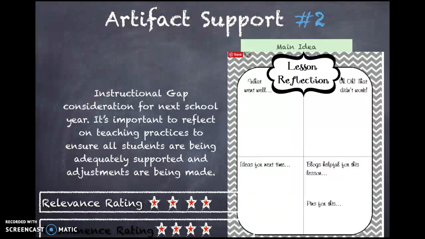The instructional gap consideration for next school year is important for Victoria and other teachers to reflect on teaching practices to ensure all students are being adequately supported and adjustments are being made. And that's why we gave it a relevance of 4, because essentially it's not a real artifact because it wasn't actually used because this is a summer course. However, it is important if this would be used during the school year because, again, teachers are facilitators of students' understanding of this skill, the main idea.